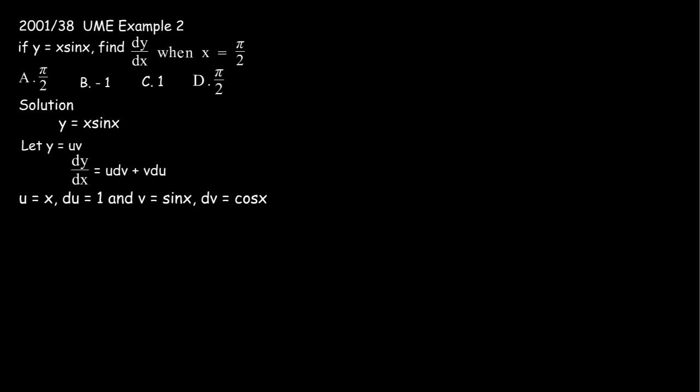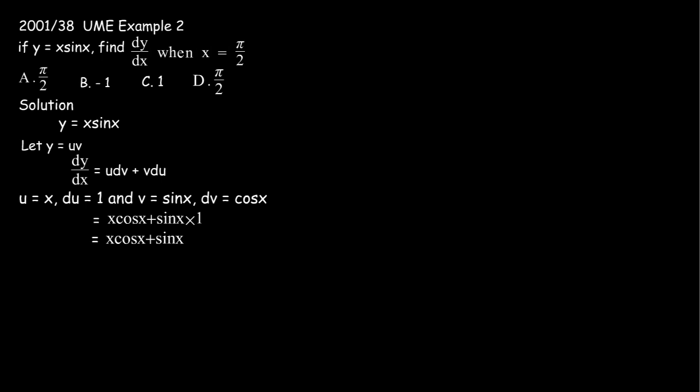Our u is equal to x, therefore du/dx will be equal to 1. And v equals sin x, therefore dv/dx will be equal to cos x. The derivative of sin x is cos x. Now substituting for u, du/dx, v and dv/dx in our formula, dy/dx will be equal to x times cos x, which gives us x cos x, plus sin x times 1, which is therefore equal to x cos x plus sin x.